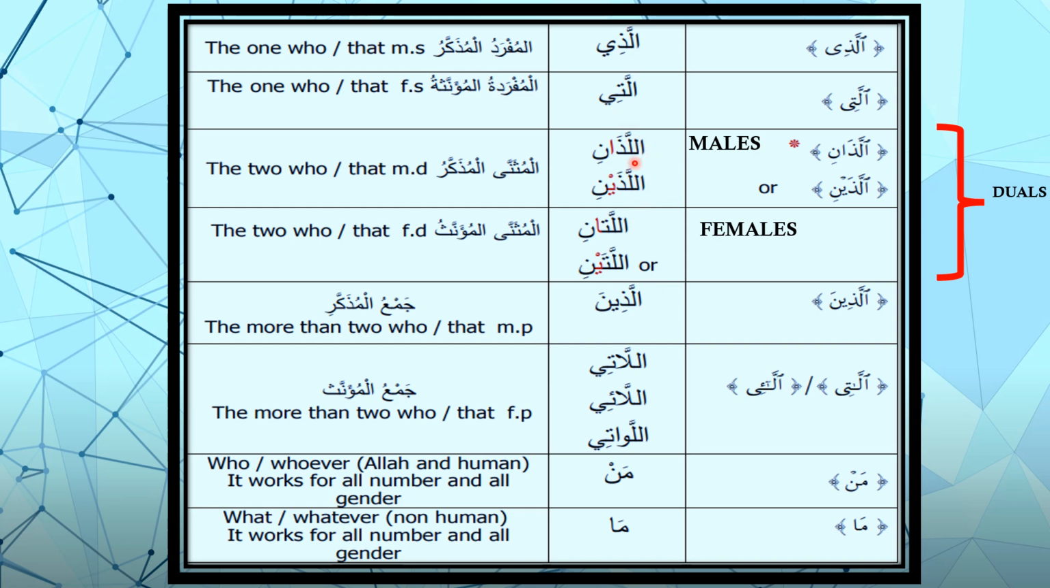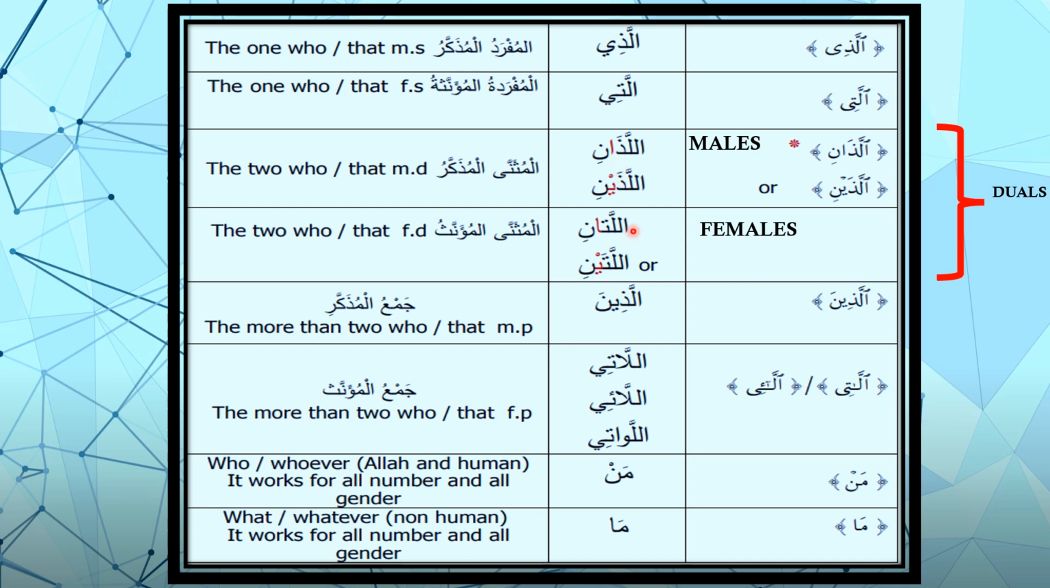Now coming to the duals. These two are for the duals. One is for the male, the other is for the feminine. So one is alladhani. If you check the letter dha, that means the ism mausool is for males. The easy trick to remember which one is for the male and which one is for the feminine is the sign of femininity, ta. If you have the ta, know that it's for feminine, and the letter dha comes from mudhakkar. So remember the dha letter, and you won't get confused.